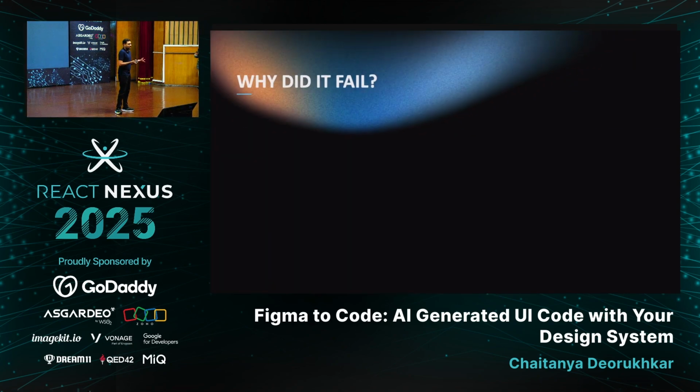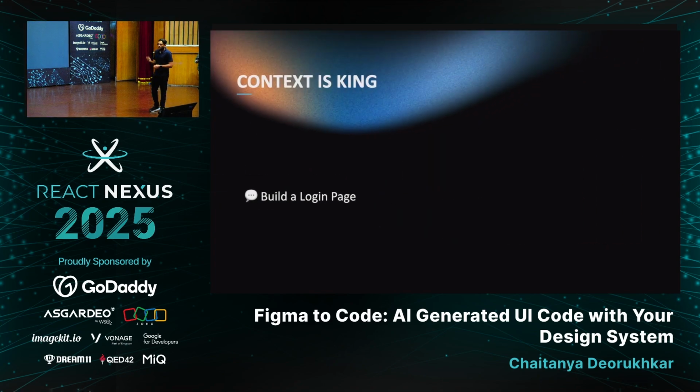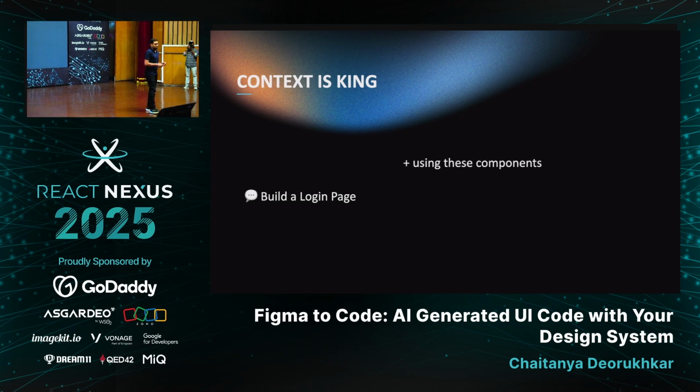Even though we tried to fix it, it didn't really work out. So we wondered, why did it fail? Our AI buddy knows a lot of stuff, but what it doesn't know is about our design system. It has very little knowledge about it. So we realized that we can't just say, hey, go ahead and build a login page. We need to give it a lot more information, a lot more context for it to meaningfully build a login page that's built with our design system. So we need to tell it to use a specific set of components. We need to give it documentation for those components.